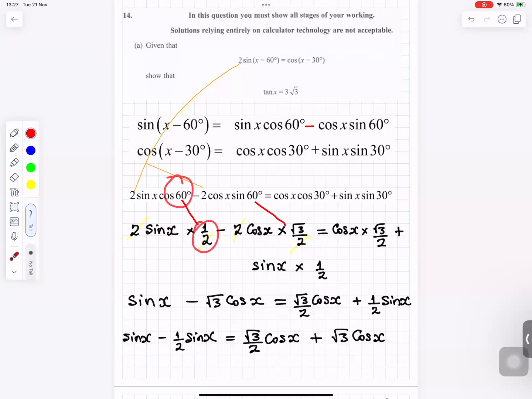Cos 60 is a half. Sin 60 is equal to root 3 over 2. Cos 30 is equal to root 3 over 2. Sin 30 is a half. Put those numbers in to simplify it to the next stage. And then the next thing now is we put half sine x to the left and take the root 3 cos x to the right.